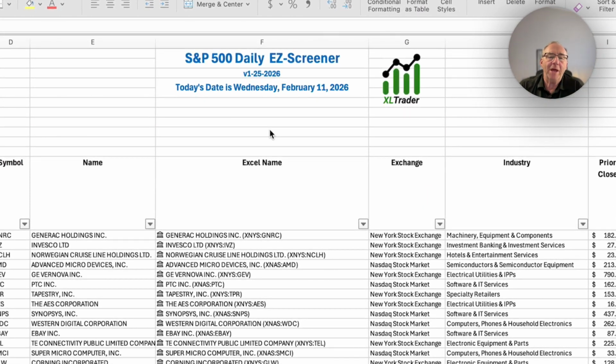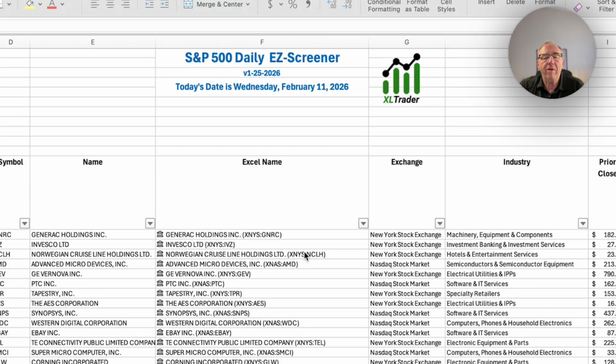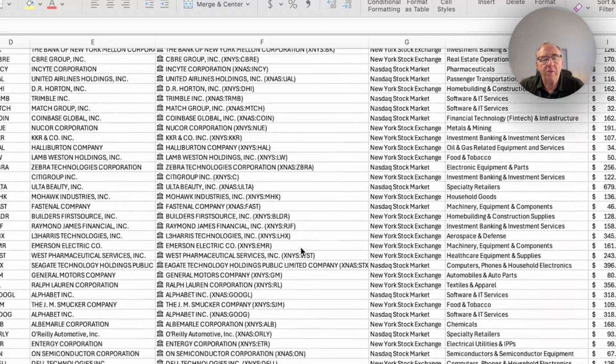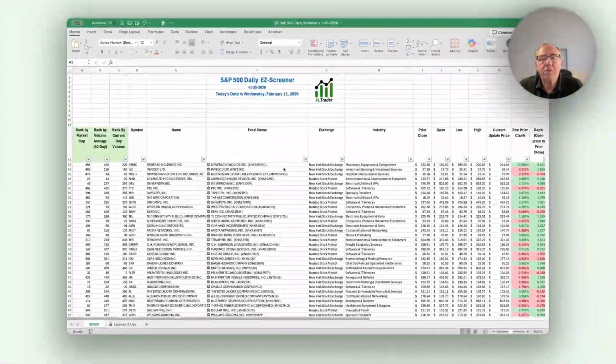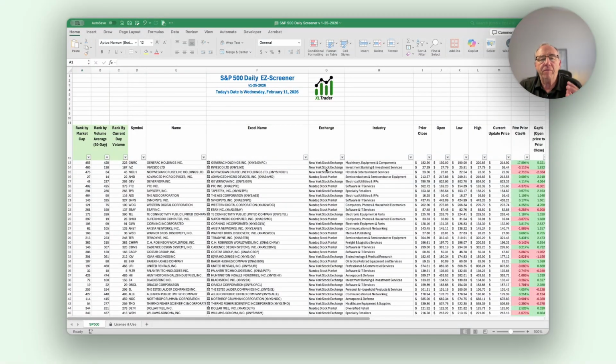Today I'm going to do a walkthrough of the S&P 500 Daily Easy Screener. This is similar to the NASDAQ 100 Daily Easy Screener, but in this instance, this screener keeps track of all the 500 stocks in the S&P 500. The purpose of this screener was to give users the ability to see the entire S&P 500 and its performance on a daily basis.